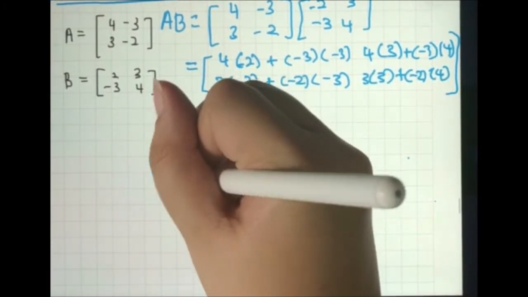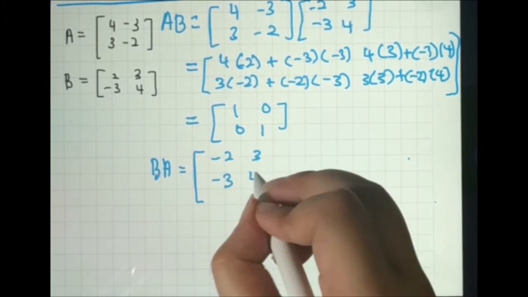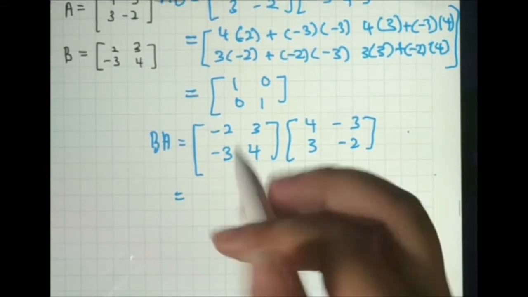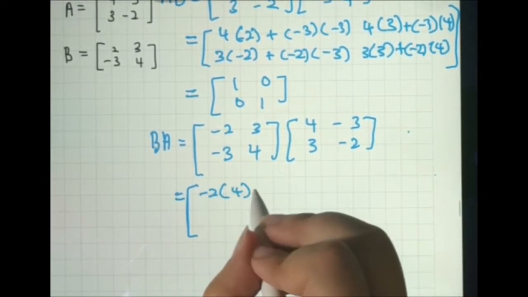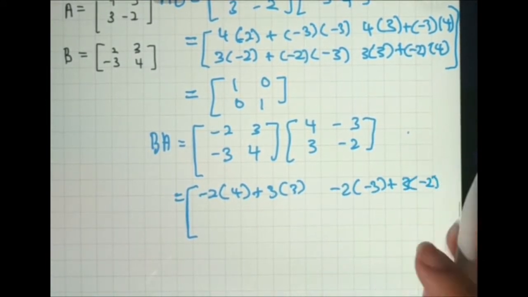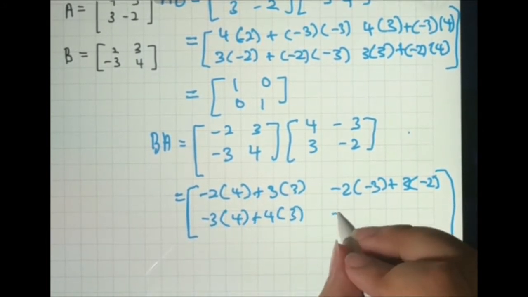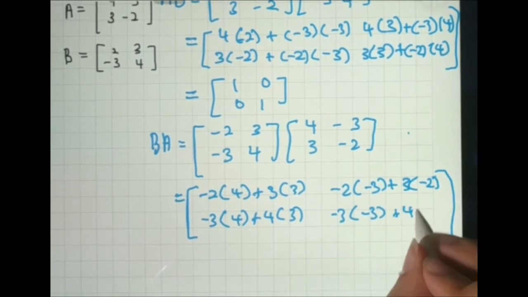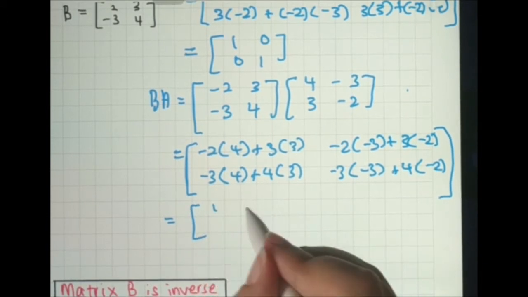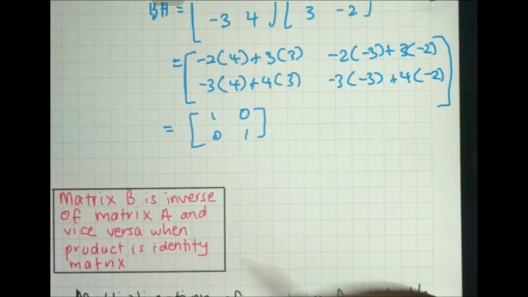Let's try BA. Negative 2, 3, negative 3, 4 times A, which is 4, negative 3, 3, negative 2. So negative 2 times 4 plus 3 times 3, negative 2 times negative 3 plus 3 times negative 2, negative 3 times 4 plus 4 times 3, negative 3 times negative 3 plus 4 times negative 2. Our final answer will still be 1, 0, 0, 1. It's the identity matrix. So matrix B is the inverse of matrix A and vice versa when the product is the identity matrix.